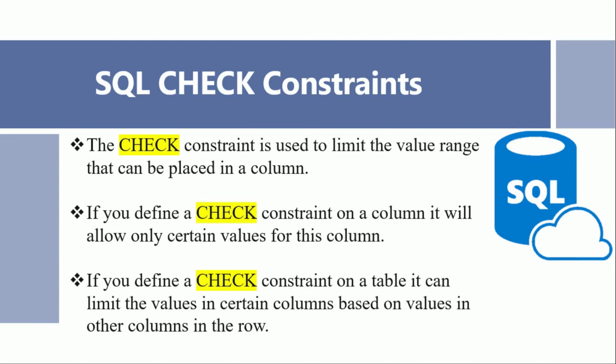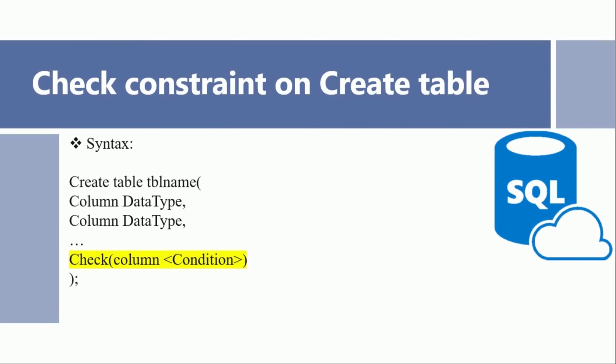If we define a CHECK constraint on a column, it will allow only certain values for the column, and it can also depend on other values. That means other column values also depend on this. Let's move on to the CHECK constraint on CREATE TABLE.